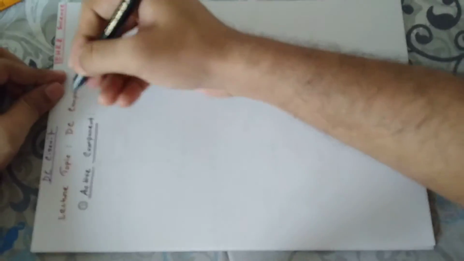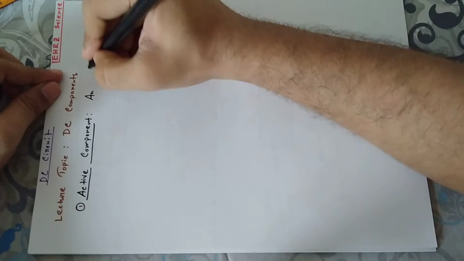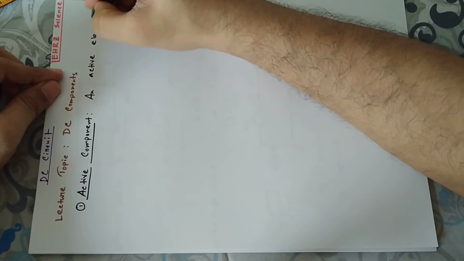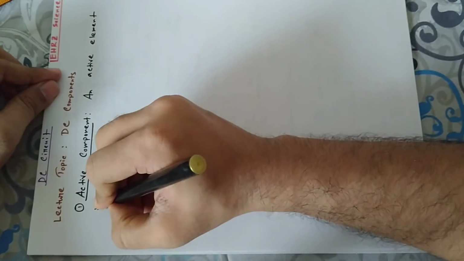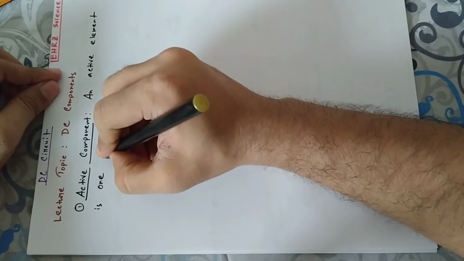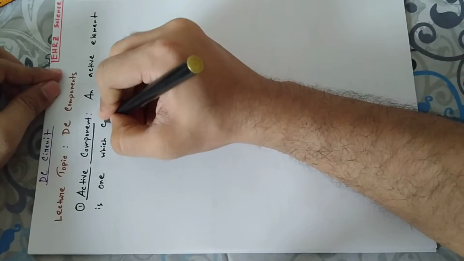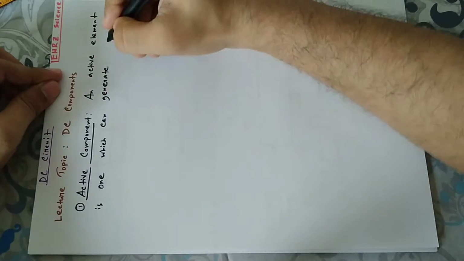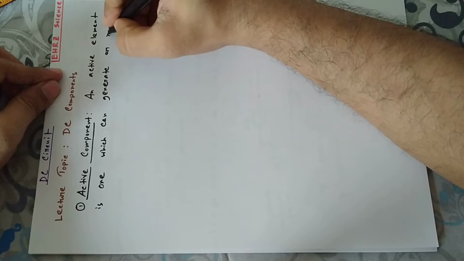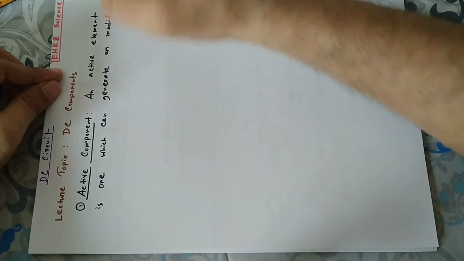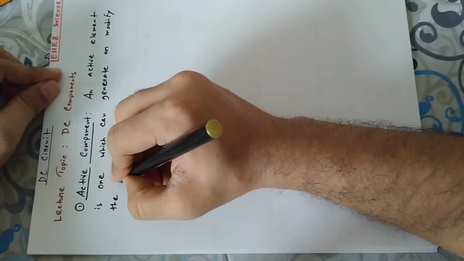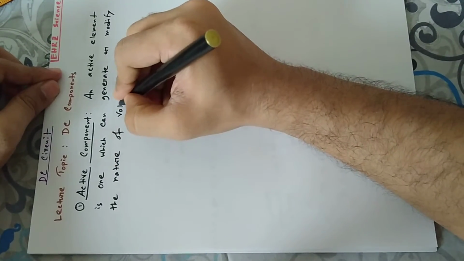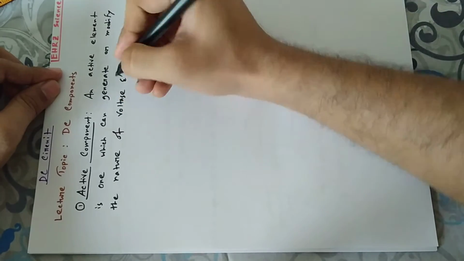The definition of an active component is that an active element is one which can generate or modify the nature of voltage and current.